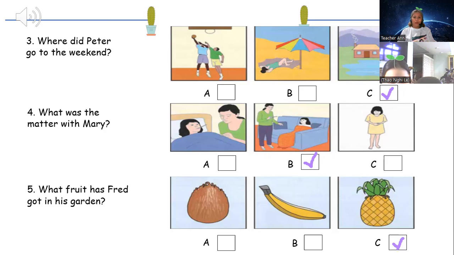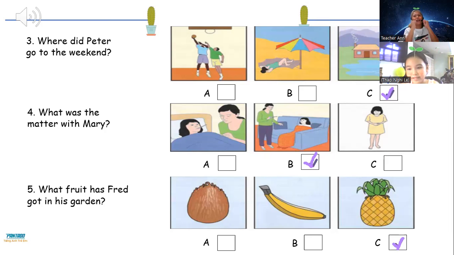I finished, teacher. Okay, number three. Where did Peter go at the weekend? Letter C. There is a house near the lake. Okay, four. What was the matter with Mary? Letter B. Mary is sick. Temperature. Yeah, it's temperature. What fruit has Fred got in his garden? Got a pineapple.